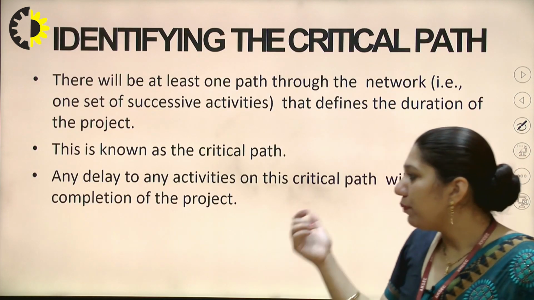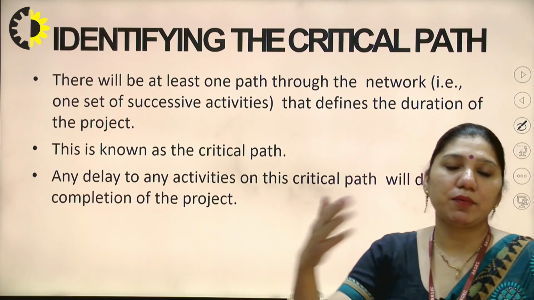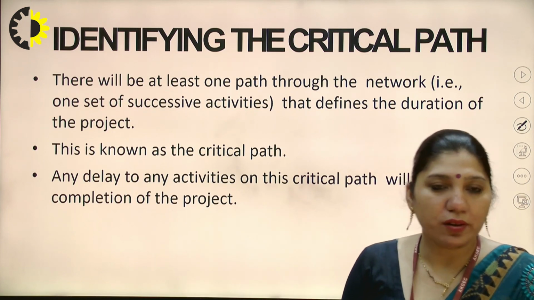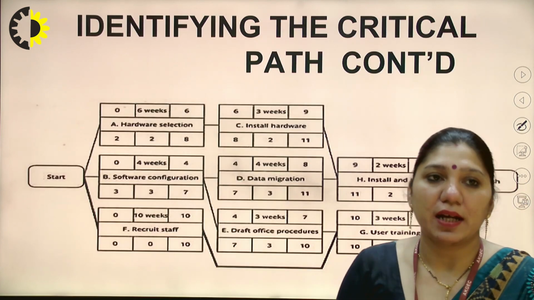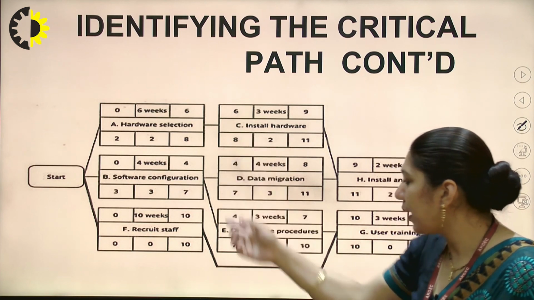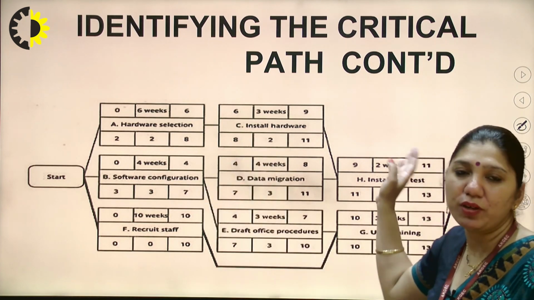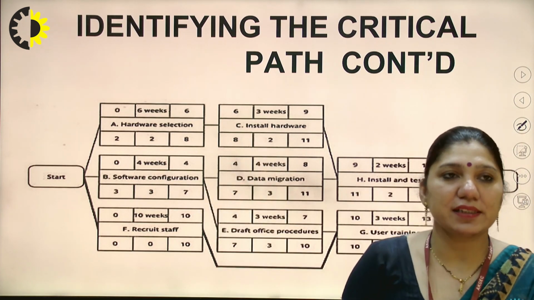Identifying the critical path, we have already discussed that the maximum value taken by the time duration is your critical path. Identification can be done with the same example, by seeing how much maximum time we are taking for that completion. Further, we'll discuss in the next lecture series.